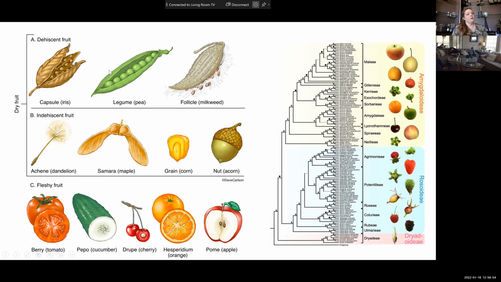So the dry fruit are things like an iris that has a capsule that opens up. We have canna lilies down here. They're the same way. They make these little prickly looking things that open up, and there's little seeds in them. And then also legumes. So legumes are peas, green beans, things of that sort.